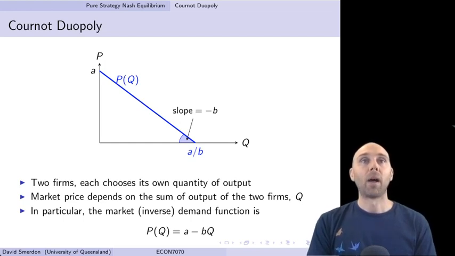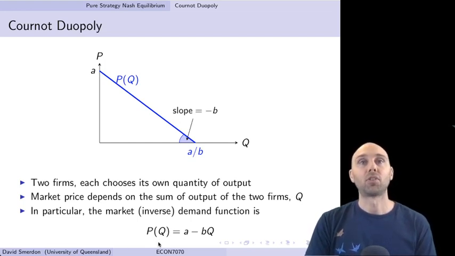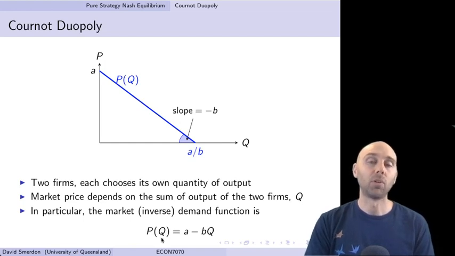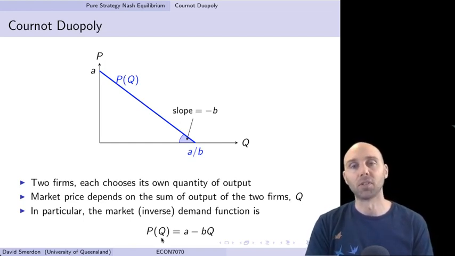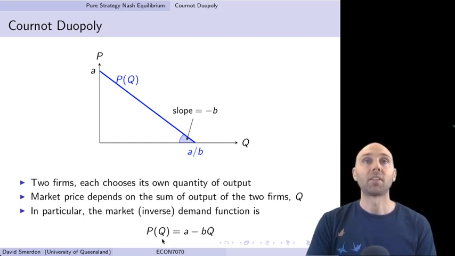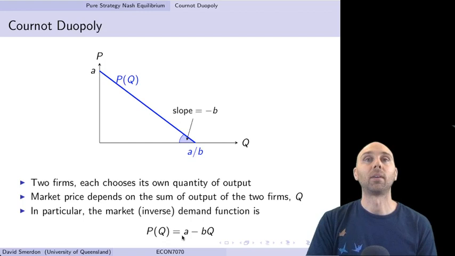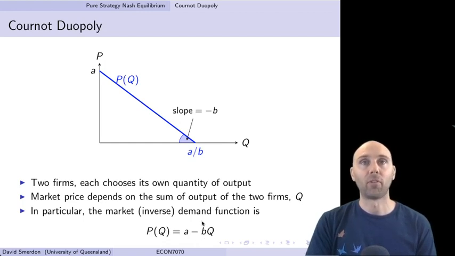So the market price depends to some extent on the sum of the outputs of the 2 firms, Q. And that's because we've got a market demand function, P, which depends on the total output Q, and the total output Q is made up of the sum of the quantities chosen by the 2 sellers. Let's make our lives simple if we can. We'll take a market inverse demand function that is linear, such that P(Q) is equal to A minus bQ. Familiar formula for a straight line, I hope. And here we've got it drawn, where the slope is equal to minus b, and we've got our intercept points.